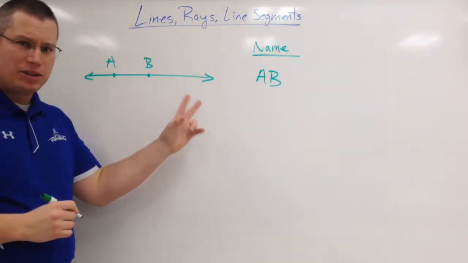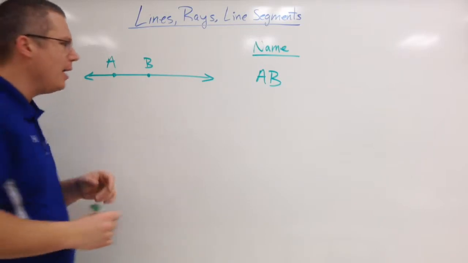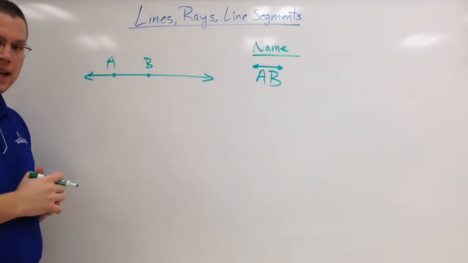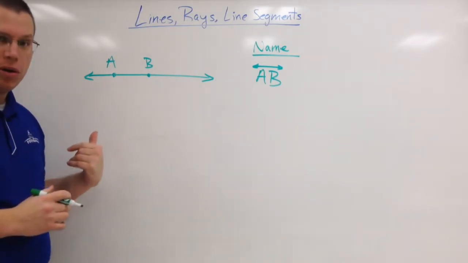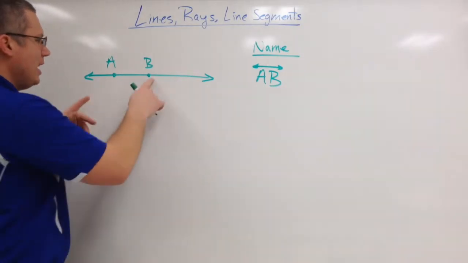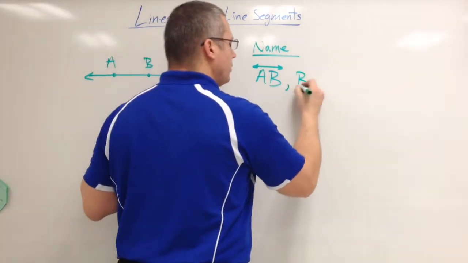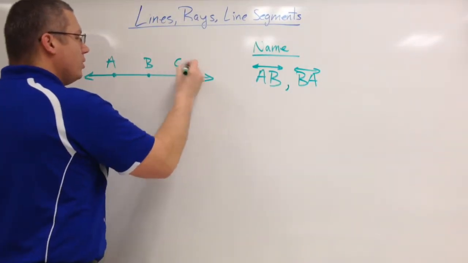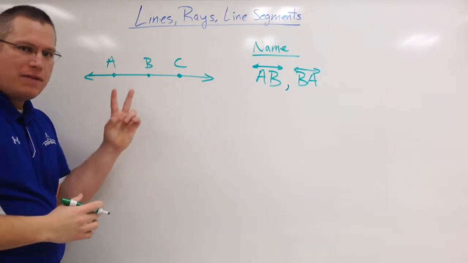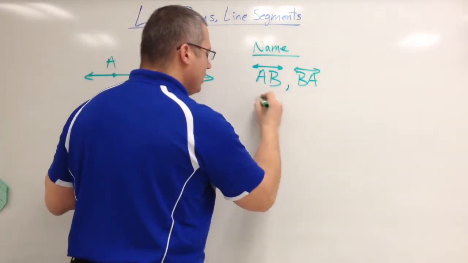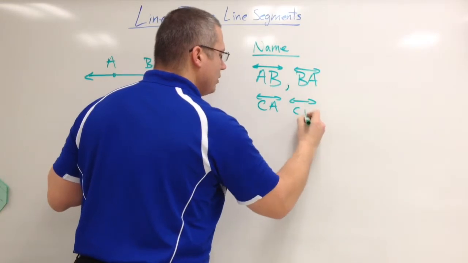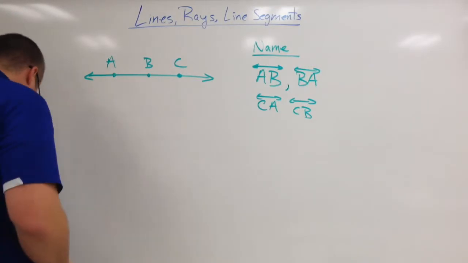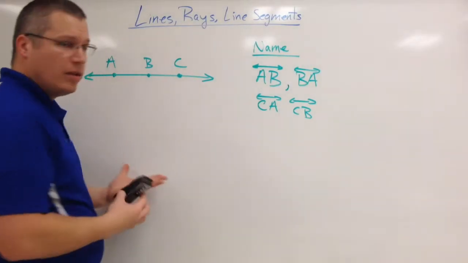Now I can't just put the letters AB, I need to put a little picture of a line above it. Line AB. So that's one way I can name this line. I could reverse the order and it still is the same line, the line containing points B and A. I could have a third point, C, and I could name this line with any of the 2 points. I could do line CA, line CB. So this is a line.